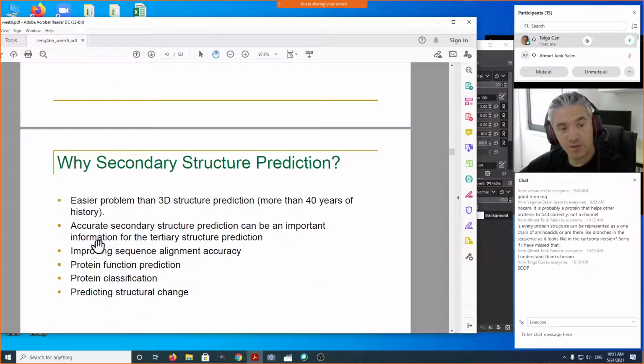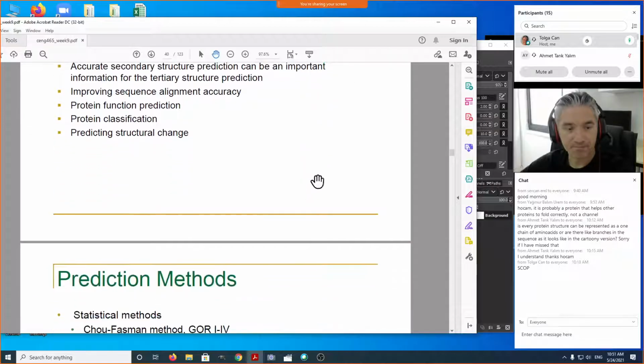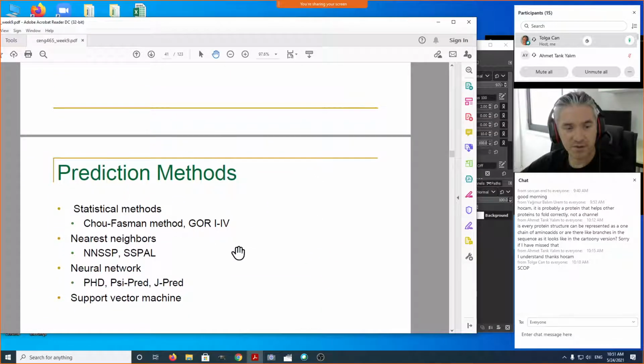Yeah, it can also be used to improve sequence alignment accuracy. If you perform sequence alignment and you align two parts of two very different sequences, you may use these secondary structures as your guides to make small corrections in your sequence alignment. And there are different prediction methods.